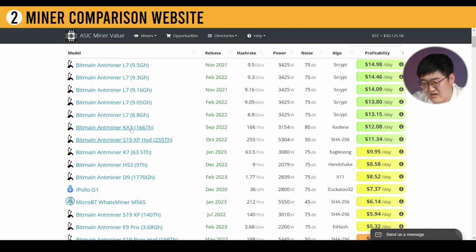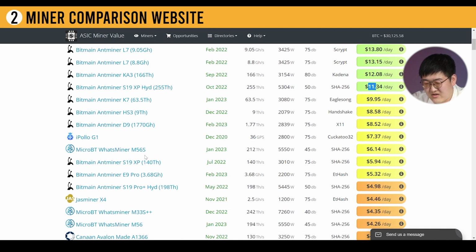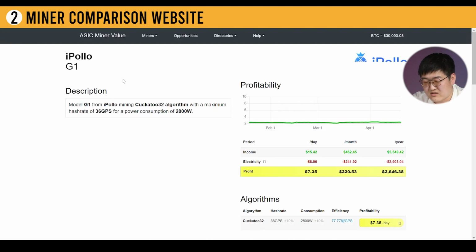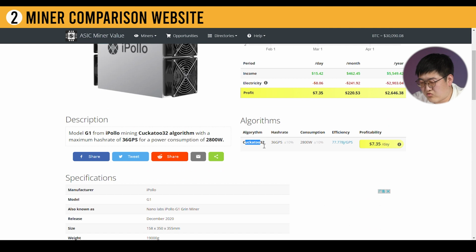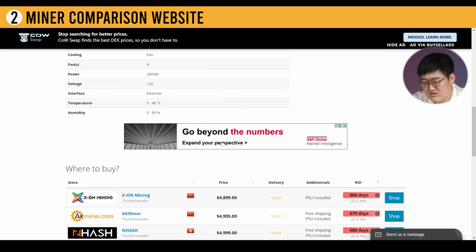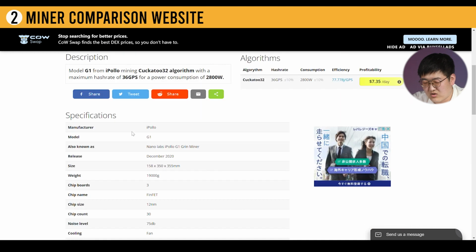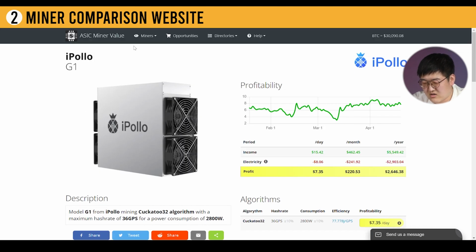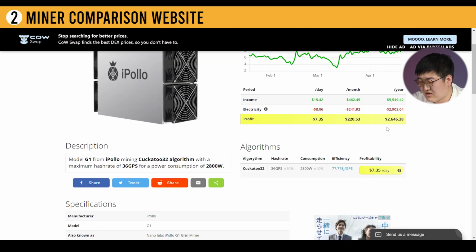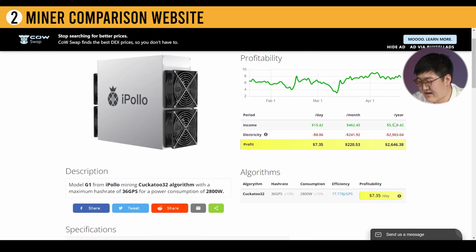Following is the 8miner KA3, which can mine $12 per day. Following is the S19 at $10 to over $11. I'm not very sure what's going on. And then mostly they are BTC or ETH hash miners. What about this one? iPolo G1. This is a BTC miner, I think. iPolo KuCa232. This is for what token? Sorry, I haven't heard about this. But anyway, it says iPolo G1 is also a nice miner to buy.